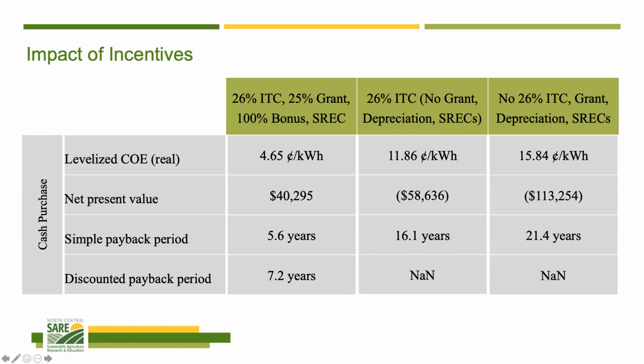And then, of course, the worst case scenario: we don't have the investment tax credit program or the grants or depreciation or SRECs, and we're simply looking at it from a net metering standpoint. Again, a 21-year simple payback and a negative net present value. This is where you're going to want to invest your money elsewhere in your business where you can get a greater return. So the takeaway is, yes, the cost of solar has been coming down, but with that said, investments in these projects are still very much dependent on incentive programs.